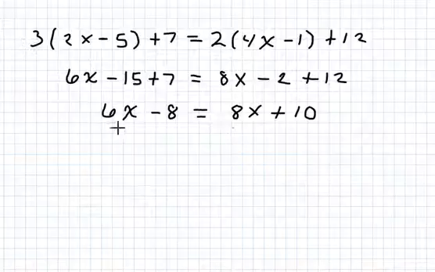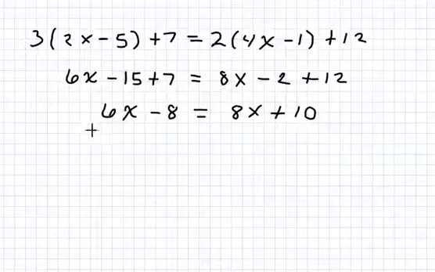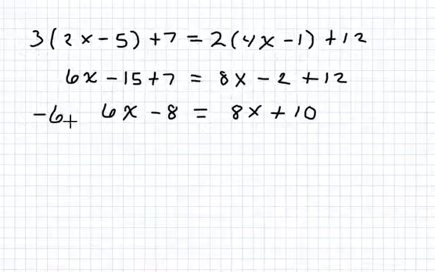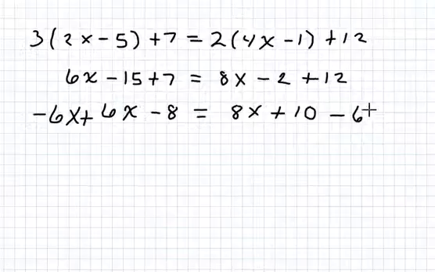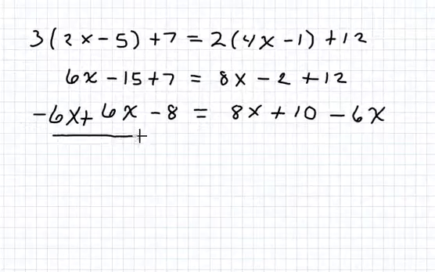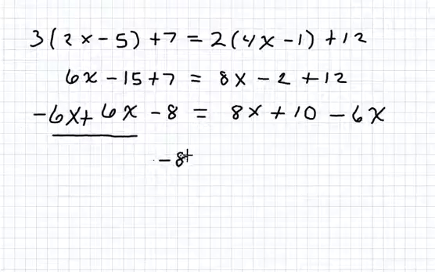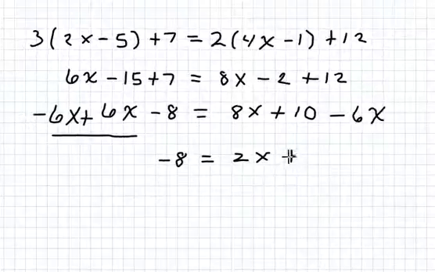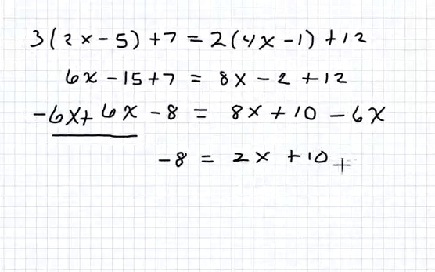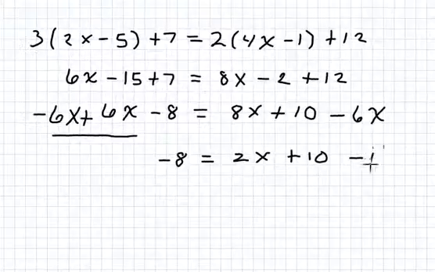Now I have an 8x on this side and a 6x over here. So what I'm going to end up doing is I'm going to take the 6x over to the right hand side. And that is, I'm going to subtract 6x from both sides. So now those guys are going to go away there, and so we're going to be left with negative 8. We have an 8x minus 6x, so that's left with 2x. But of course we have this 10 here to deal with, and we'll get rid of that. And that is, I'm going to subtract 10 from both sides.